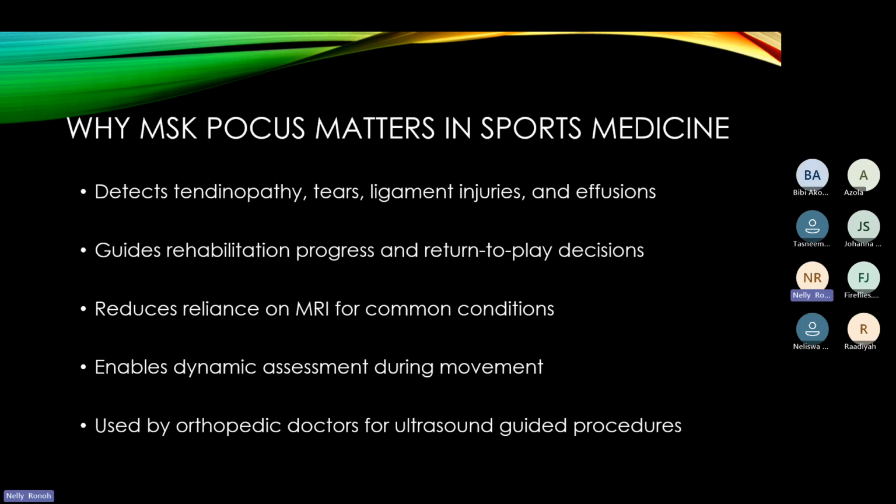And why do we do this in sports medicine? We've said that it detects tendinopathy, and tendinopathy can range from tendinitis to tendinosis, and we'll talk about the difference between those. It also detects tears, ligament injuries, and effusions, like knee effusions and the rest. Then it guides rehabilitation progress, as we've said, and return to play decisions. And it reduces reliance on MRI for common conditions, because there are so many MRIs that could be avoided. They may not even be necessary when you use an ultrasound to do your quick diagnosis.